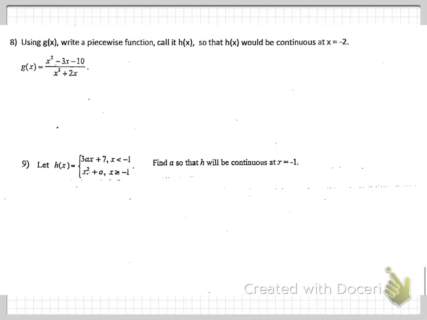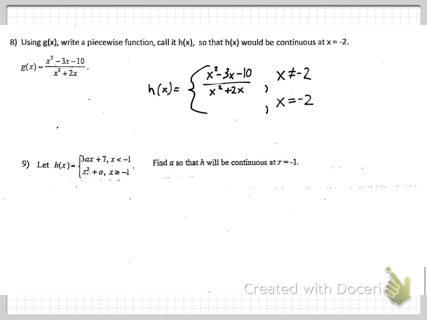All right, using g of x, write a piecewise function and call it h of x so that h of x would be continuous at x equals negative 2. So I'm going to start off writing a piecewise function like this. Whoops.